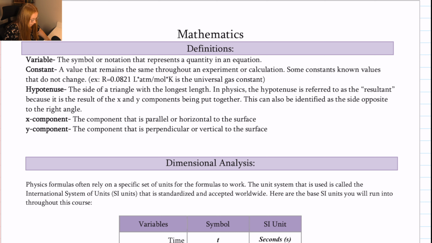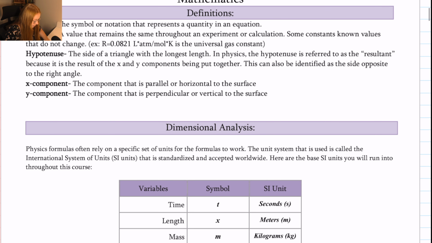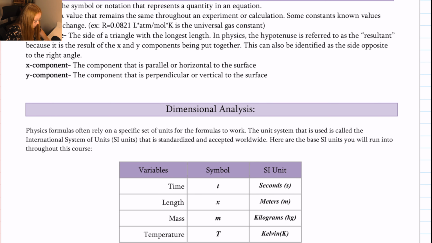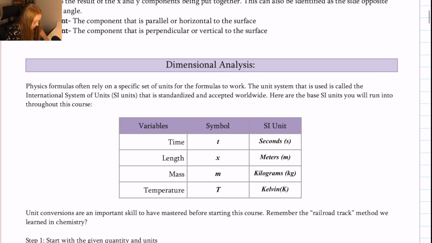The way my notes are structured, I always put definitions you may need at the top. So we have variable, which is any symbol or notation that represents a quantity. But then you could also have constants, which is also represented usually with a letter symbol. But constants are known set values that people have made. So one example would be the ideal gas law constant R, which is 0.0821 liter atmosphere per mole Kelvin, which we will not use in this class. Some of y'all are probably excited about that, but there will be other constants like the gravitational constant. And then you got hypotenuse, x component, y component.